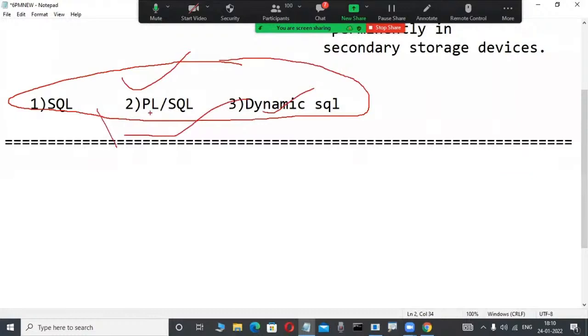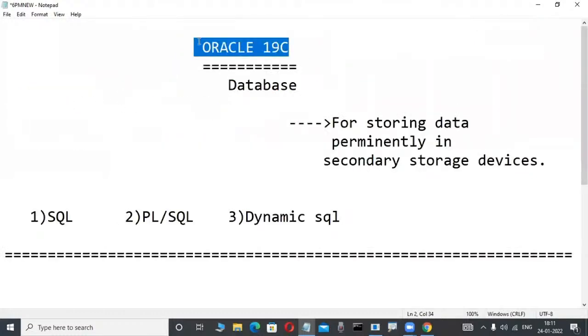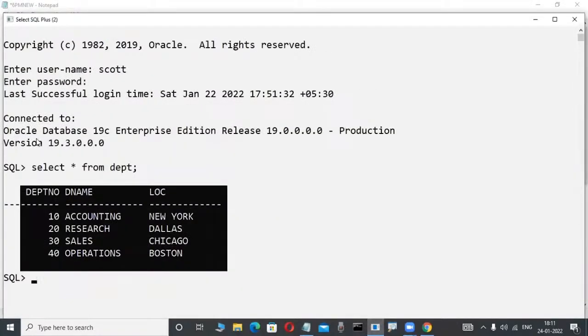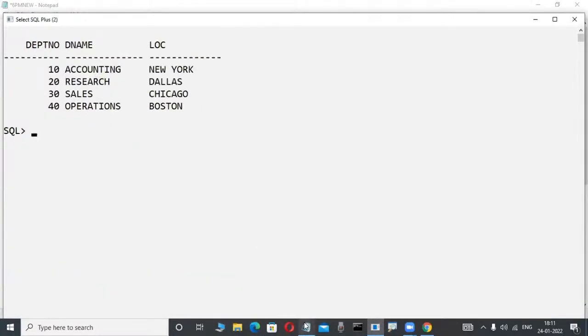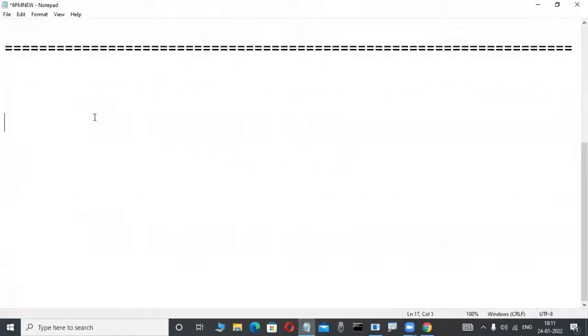Through these languages we operate these types of products. Otherwise, the Oracle product in your company. Okay, up to this I told in the previous classes. Now concentrate here.